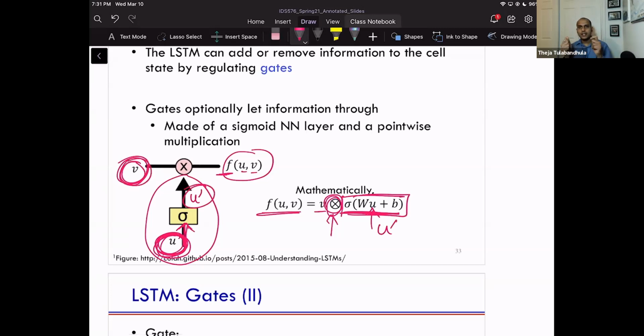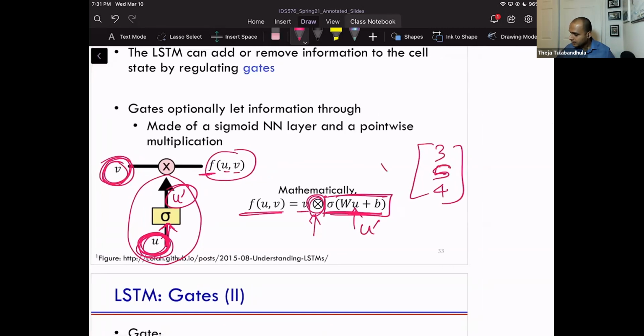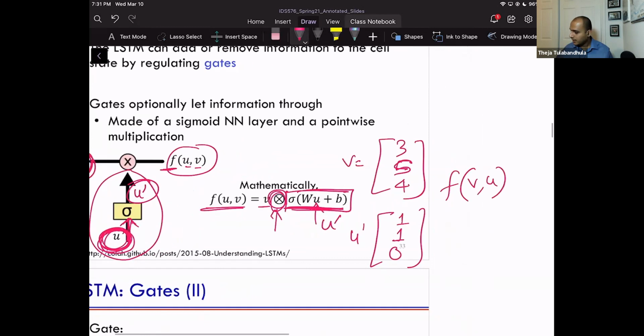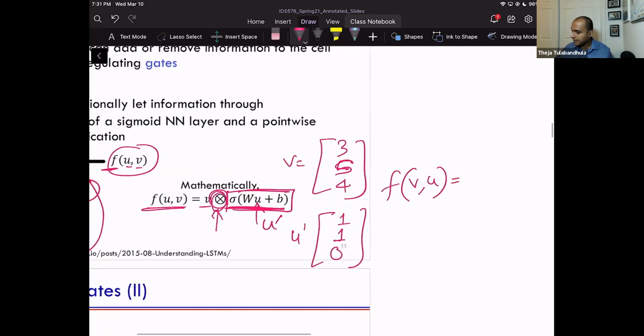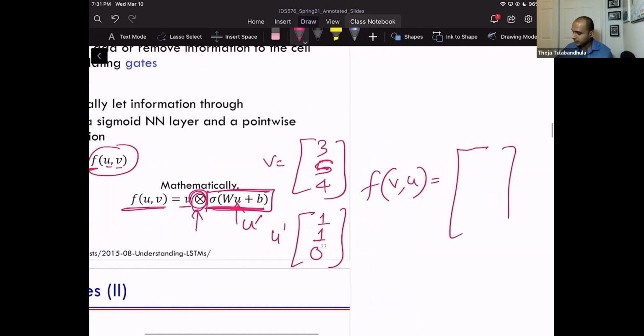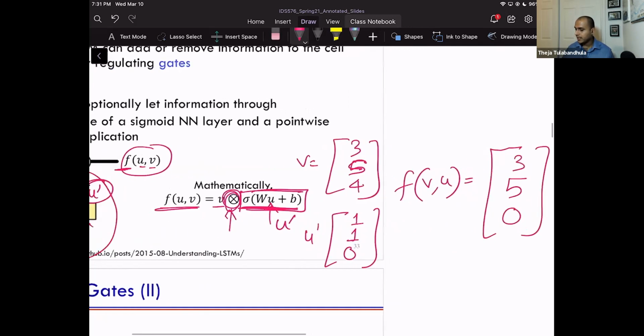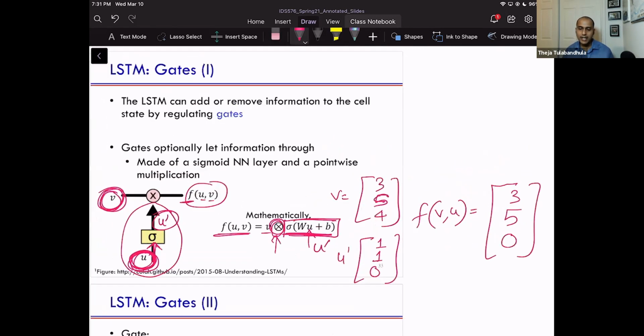Now I have u prime and I have v. I have a v vector, let's say 3, 4, 5. And I have a u prime vector, which let's say happens to be 1, 0, 1. Then my f of v and u is equal to element-wise multiplication, coordinate by coordinate. So it's 3 times 1, which is 3. 4 times 0 is 0. 5 times 1 is 5. Okay, so this is what is happening with a gate.